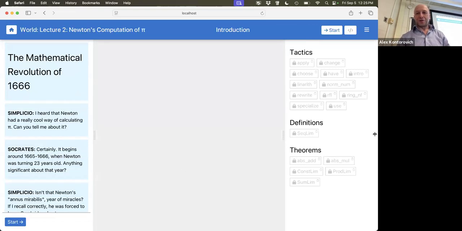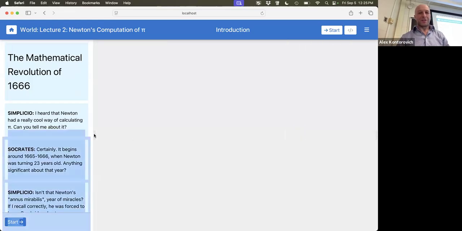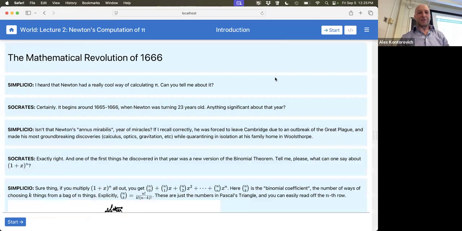Okay, so the introductions are always not problems, but discussions. So let's read the conversation between Simplicio, our favorite character, and Socrates. Simplicio says, let me explain why I'm doing this. In the first lecture, I motivated by historical narratives why we want to even be doing real analysis, but we didn't do any concrete math. So let's do some concrete math, and then you'll see where technically there are problems with what we're trying to accomplish. Okay, so Simplicio says, hey, can you tell me about how Newton computed pi?